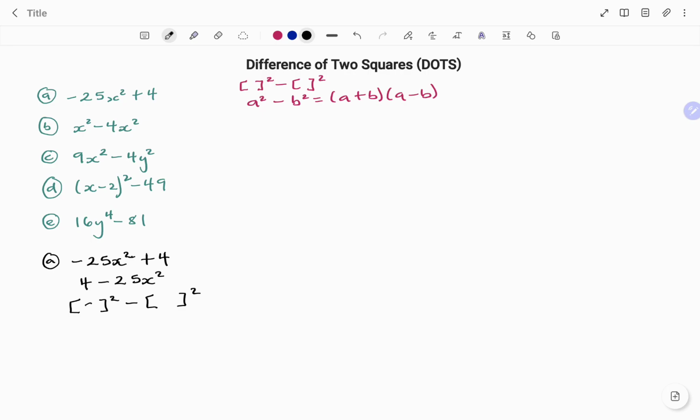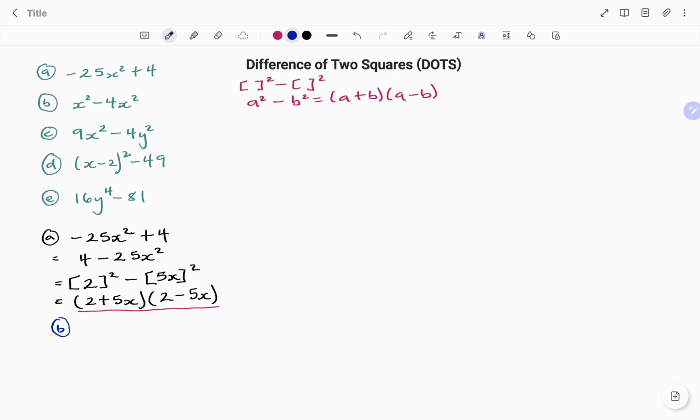2 squared will give me 4, so I have 2 in my first bracket, and the square root of 25 is 5, and the square root of x squared is x. So 2 squared will give me 4, and 5x squared will give me 25x squared, applying the laws of exponents. And once I can get it in that format, my final answer, factorizing, is going to be 2 plus 5x, 2 minus 5x.